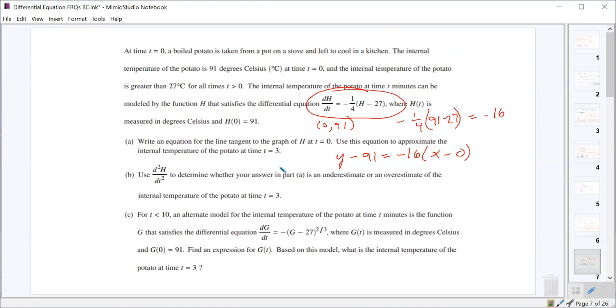And then to evaluate this at t equals 3, we'll put a t there. To evaluate that at t equals 3, it just gives you negative 48 plus 91, which is 43. And that was worth 3 points: 1 for getting the right slope, 1 for the equation, 1 for the approximation. Good or no?